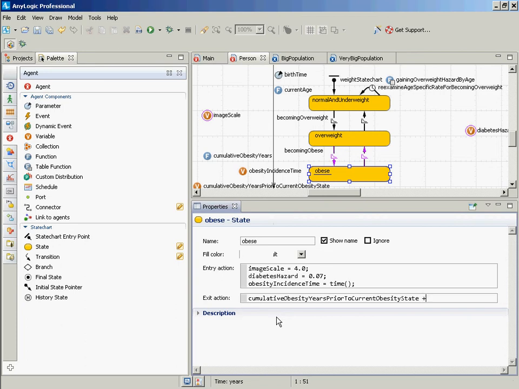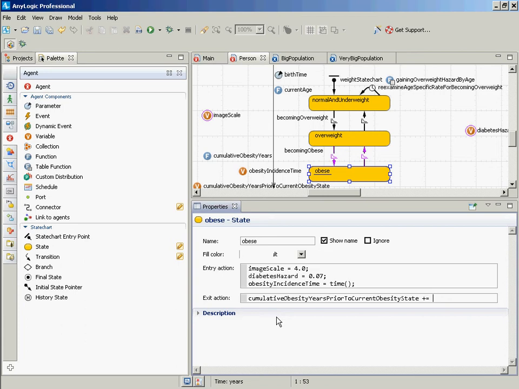Okay. We're going to add to it. What's the value we're going to add to it? By how much does this need to go? This thing is cumulative obesity prior to any current obesity state. That needs to go up by how much? If we're leaving the obesity state, how long have we been in that obesity state? Tell me that. Yes. Darn right. It's the current time minus what? Yes, the obesity incidence time.